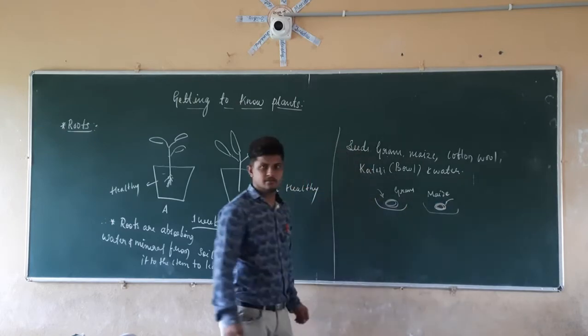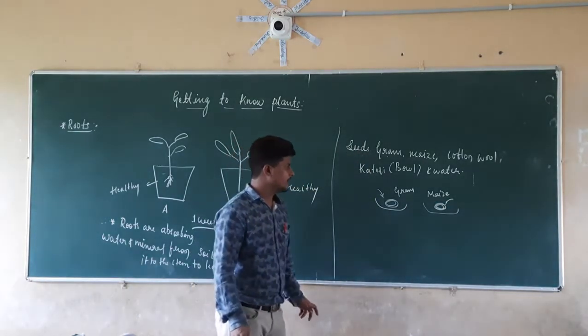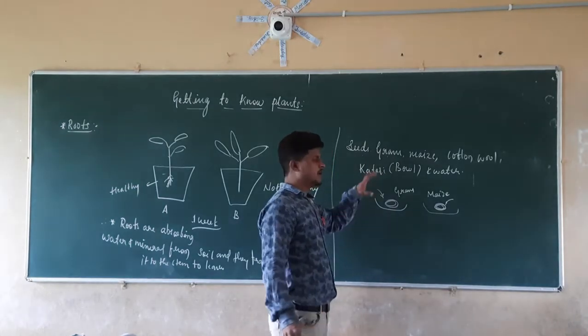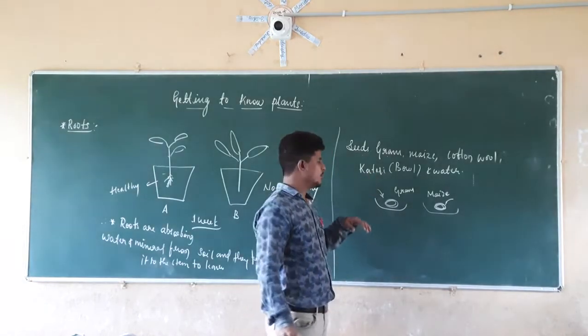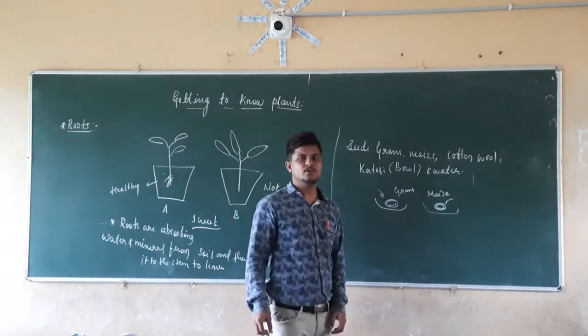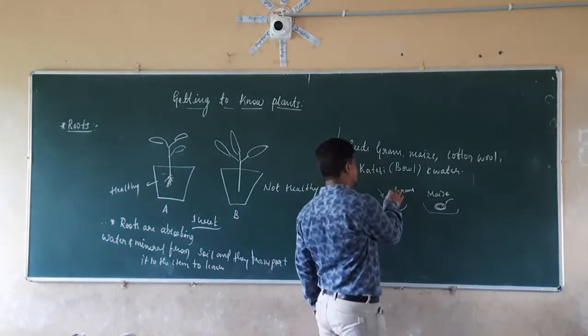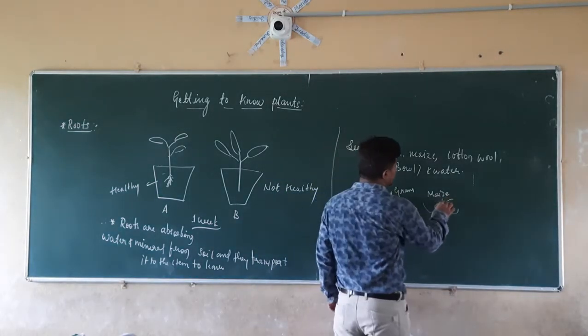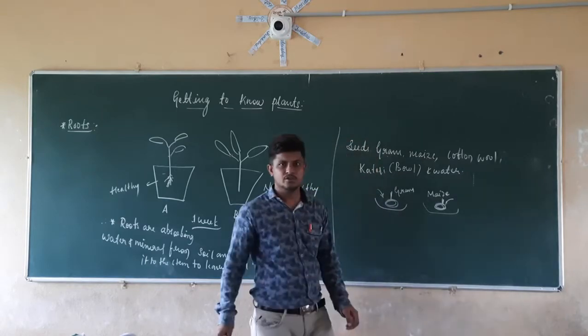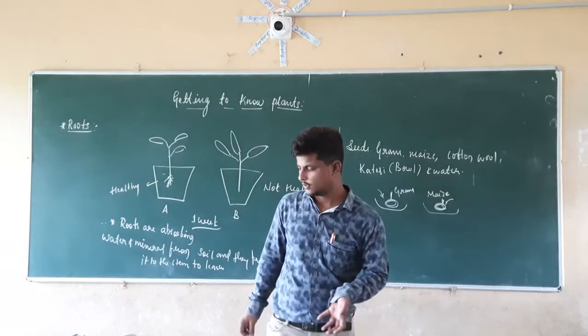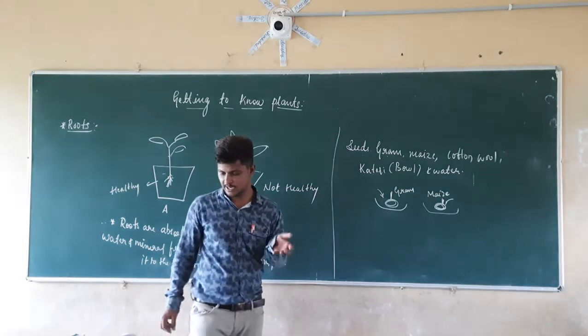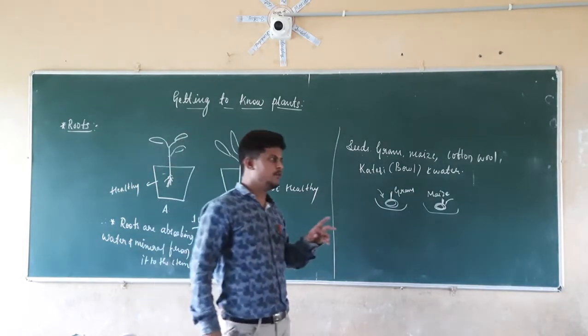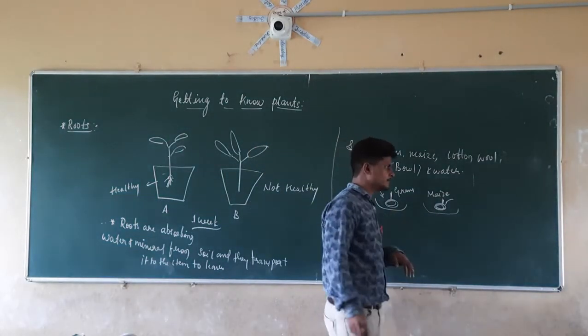Continuously supply the water to these things. So what will happen? After 1 week, after some time, we have to wait until we see the stems coming out from these things. We should see the stems, or those seeds should be sprouted. After that point, we have to wait and see these things.